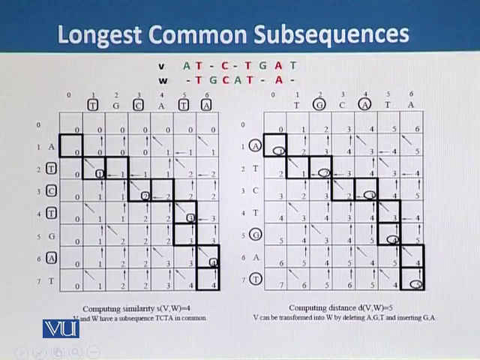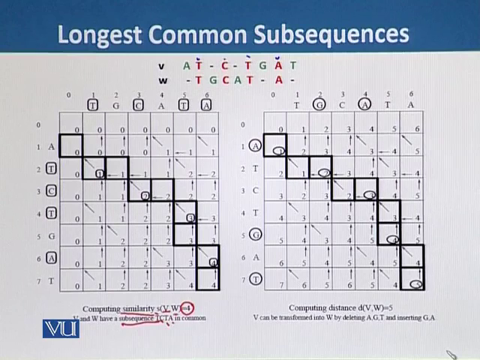So we will see the same pattern or solution by using the edit graph. These are 2 edit graphs. In the first edit graph, we will compute the similarity. We will compute the similar sequence S(V,W) that we have already calculated, that is 4. And we know that V and W have a common subsequence, that is TCTA, meaning T, C, T and A. So these sequences are present in both of the strings V and W.